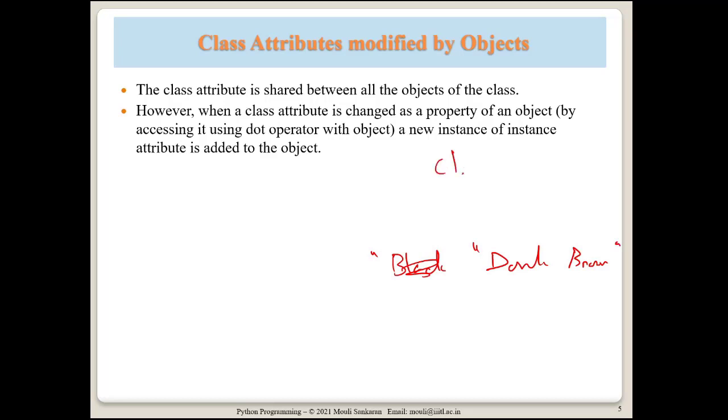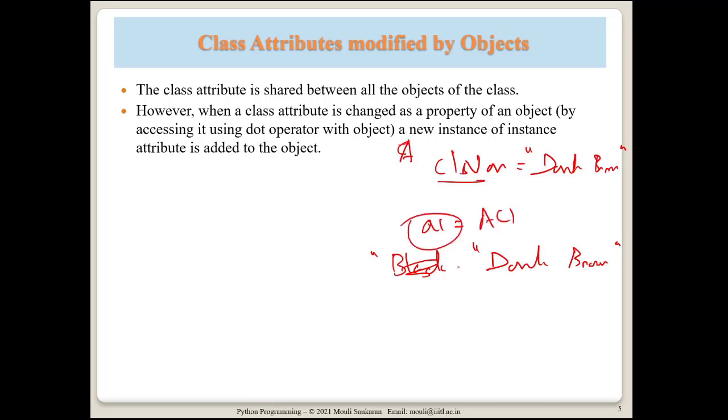You have a class variable. You have assigned a value, dark brown, and then for this class, whatever the class A or something, you have created an object, A1 equal to A.